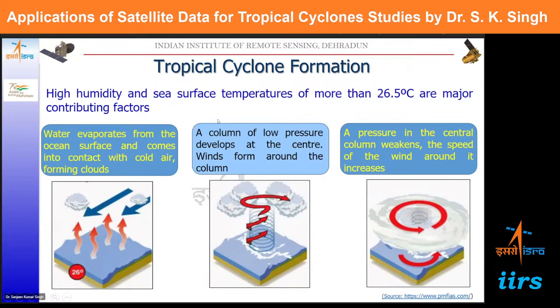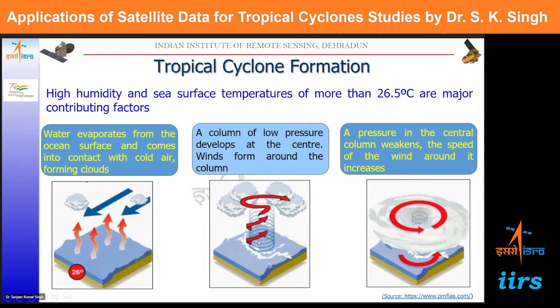This is how tropical cyclones form. Some basic information: first, high humidity and a sea surface temperature of more than 26.5 degrees Celsius are major contributors to tropical cyclone formation. When a tropical cyclone forms, there will be low pressure. Evaporation starts, and water vapor goes up with height. Due to the low temperature there, it condenses into water droplets and forms clouds.